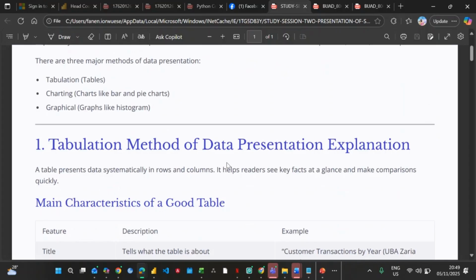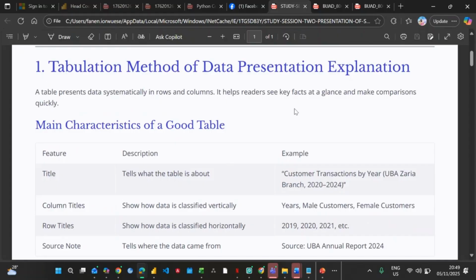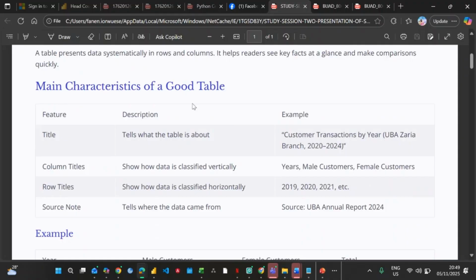So, the table method of data presentation. A table presents data systematically in rows and columns. It helps people to see facts at a glance and make comparisons quickly. Just like this, this is a table. I'm explaining the characteristics of a good table and putting it in a table, so you can have the feature, the description, and an example, right? The title tells you what the table is about. Every table must have a title, just like this particular table here.